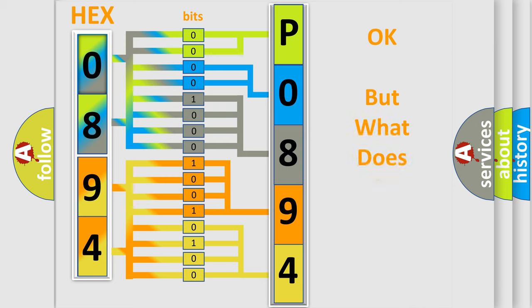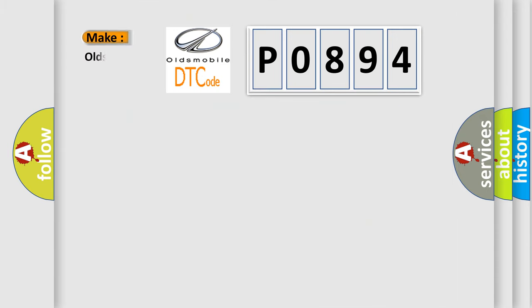The number itself does not make sense to us if we cannot assign information to what it actually expresses. So, what does the Diagnostic Trouble Code P0894 interpret specifically for Oldsmobile car manufacturers? The basic definition is excess TCC slip. And now this is a short description of this DTC code.